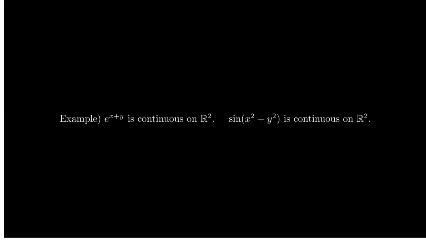Now let's look at some examples of continuous functions. For instance, exponential functions and trigonometric functions, such as e raised to the power of x plus y and sine of x squared plus y squared, are continuous everywhere in two variables. This concludes our review of continuity in functions with two variables.